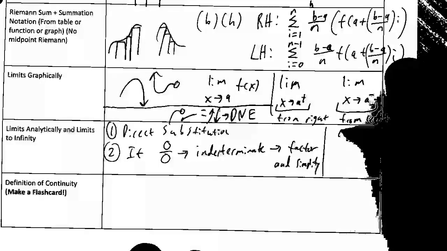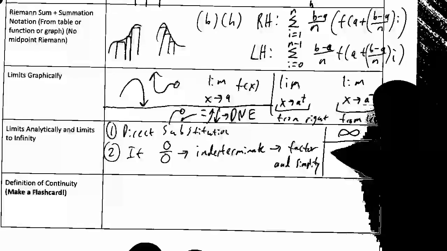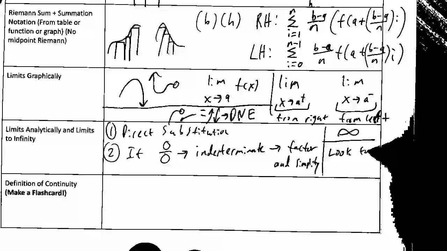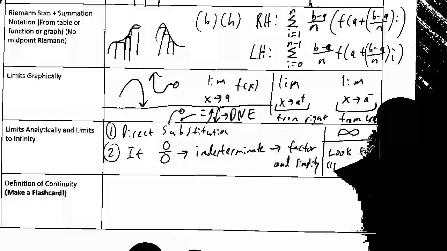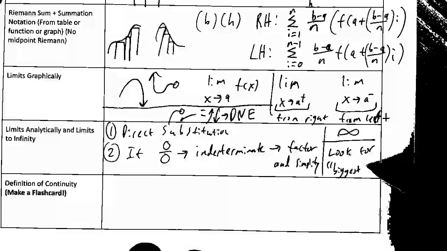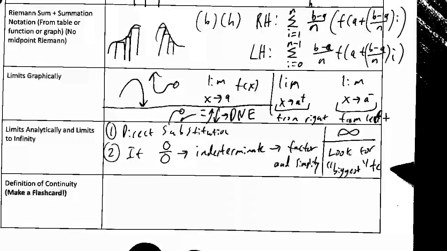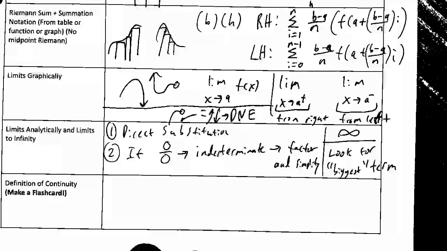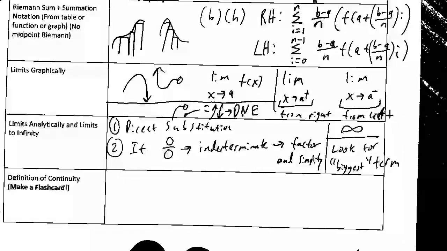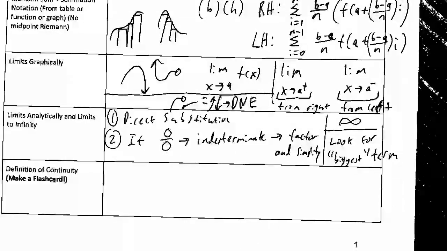And then if it's to infinity, you look for the quote unquote biggest term. This is the order, the hierarchy, the order of domination. The biggest term. Okay, and we'll do example problems for all of these.